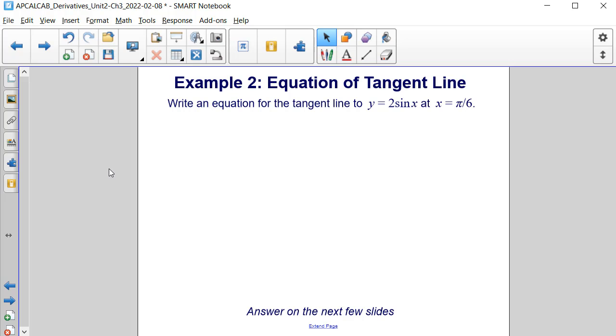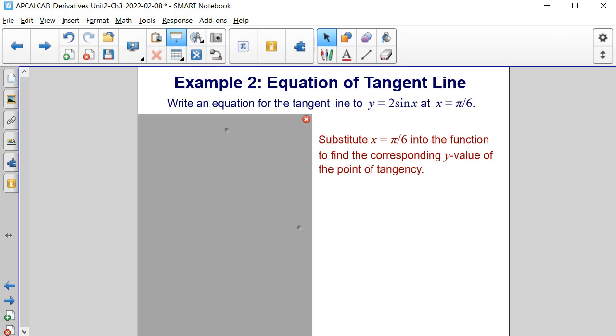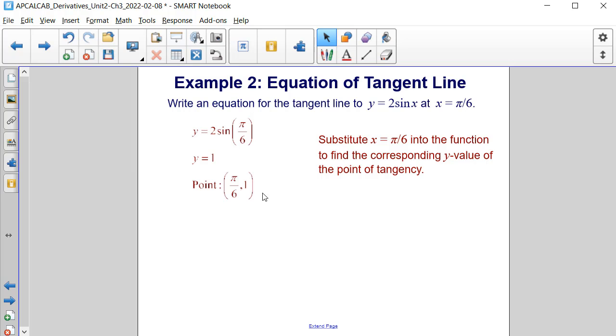Write an equation for the tangent line to y is equal to 2 times the sine of x at x equals pi over 6. Begin by substituting pi over 6 into the function for x in order to find the corresponding y value of the point of tangency. If we do that, we're going to have y is equal to 2 sine of pi over 6. Well, the sine of pi over 6 is 1/2, and 2 times 1/2 is 1. So therefore, our point of tangency is (pi over 6, 1).